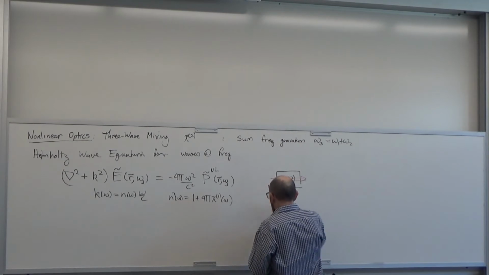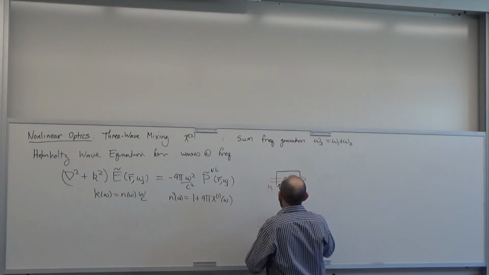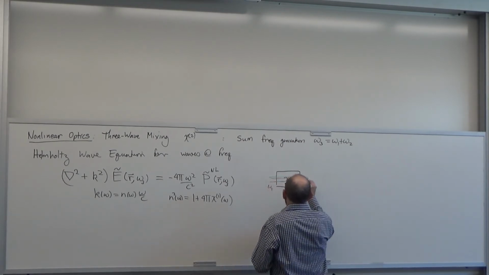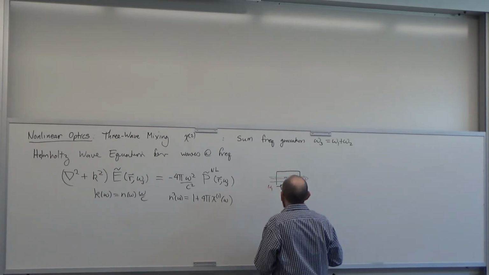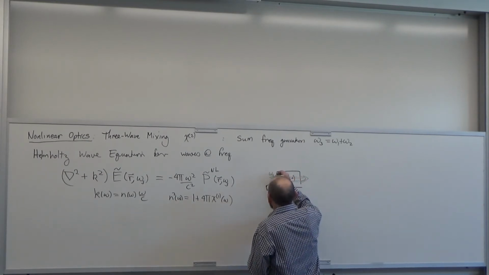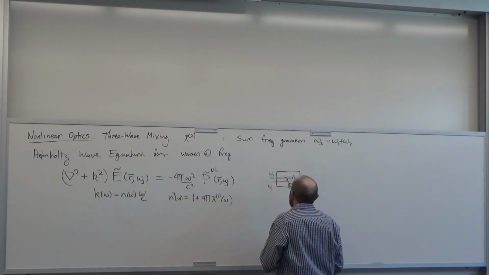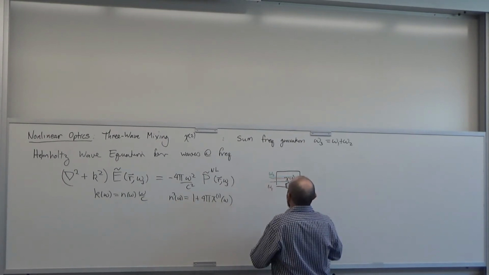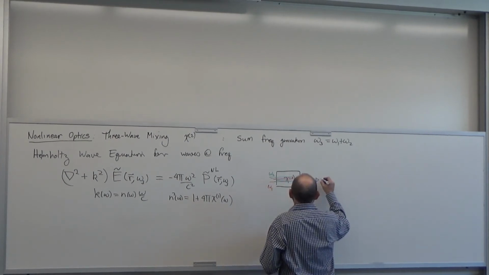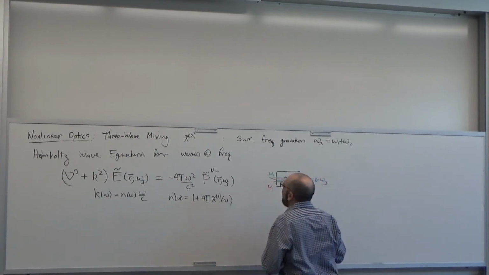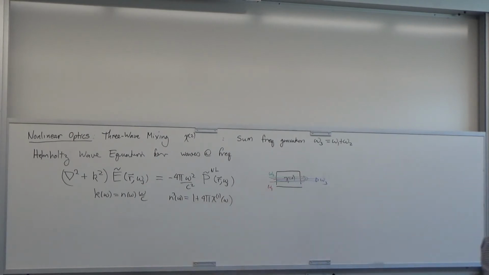One at omega 1, the other at omega 2, and then I have some at omega 3. Omega 3, I might also inject it in there, or I might not. It might just come out of the whole process, but here's omega 3. And for the moment, let's think about these as all propagating in the same direction. Okay?